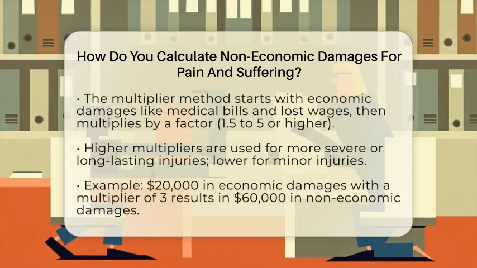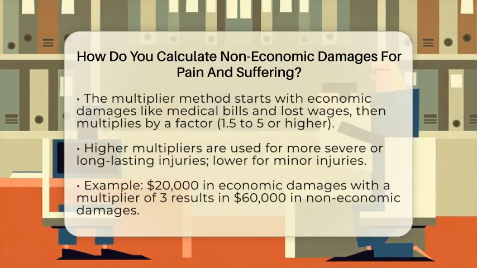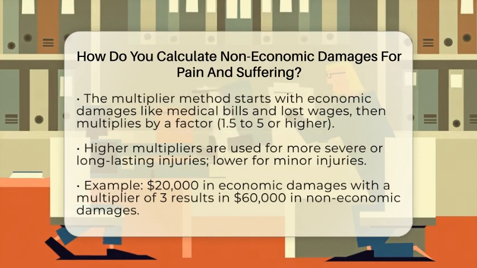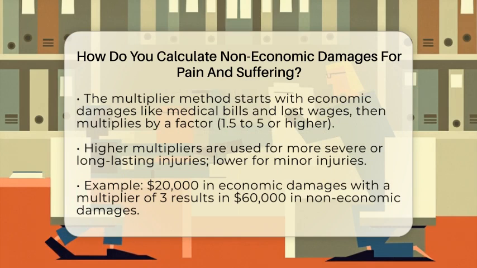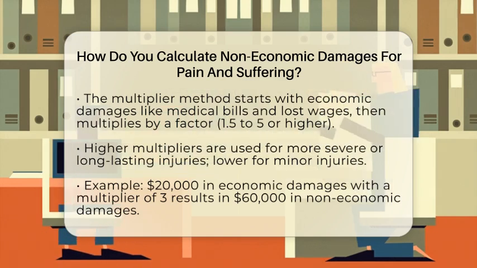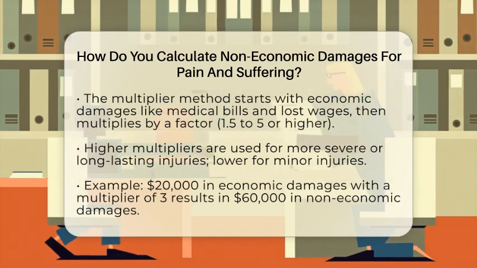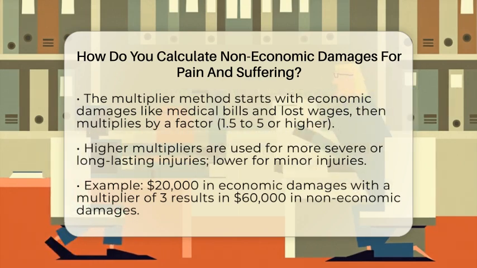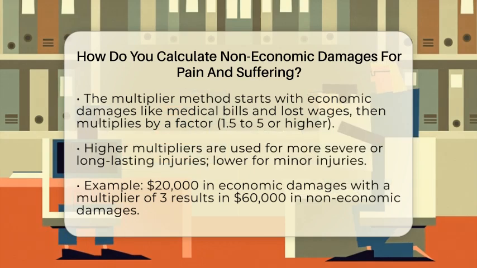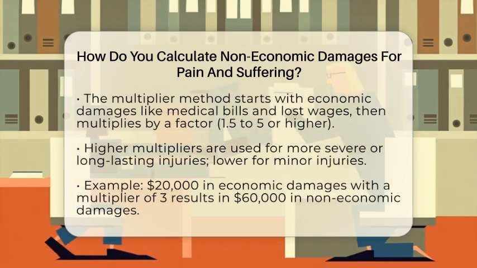The higher the multiplier, the more severe or long-lasting the injury. For minor injuries, a multiplier between 1.5 and 2 might be used. For serious or permanent injuries, the multiplier could be 4 or 5. The formula is simple. Non-economic damages equal economic damages times the multiplier. For example, if someone's economic damages are $20,000 and the multiplier is 3, the non-economic damages would be $60,000.